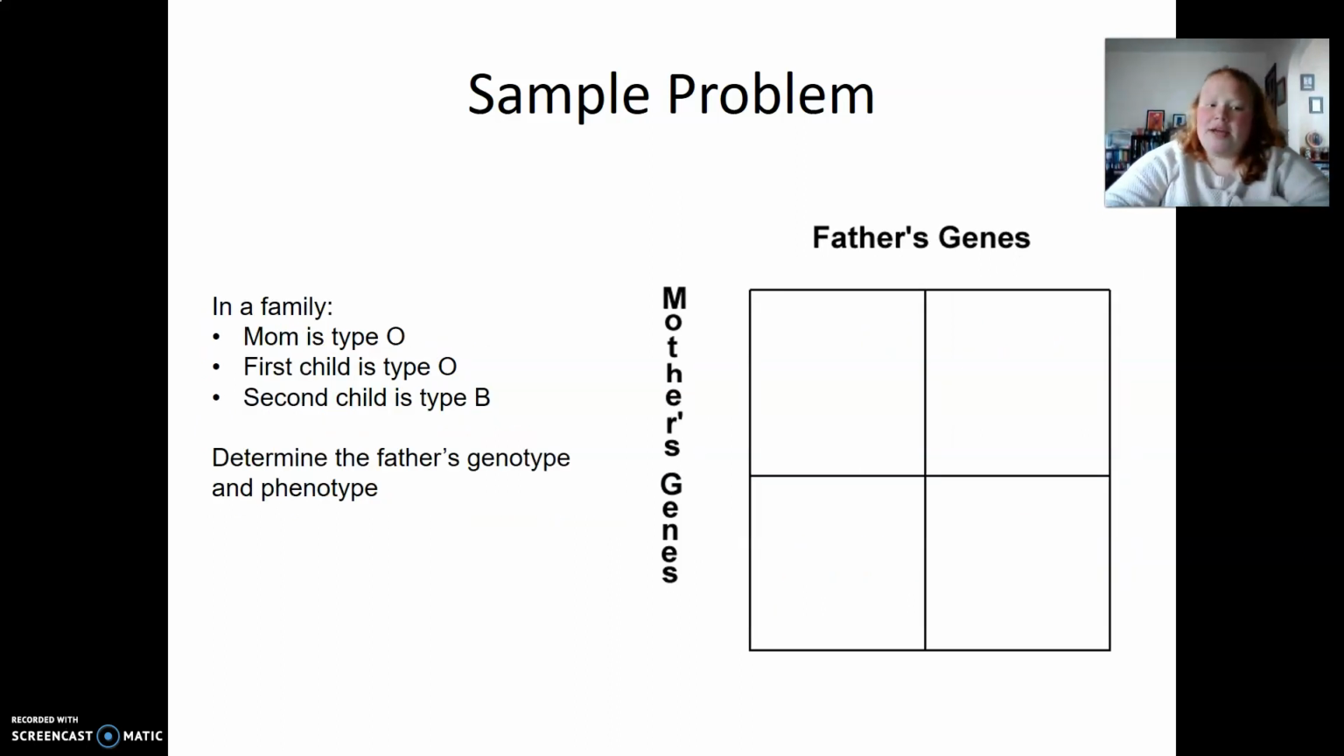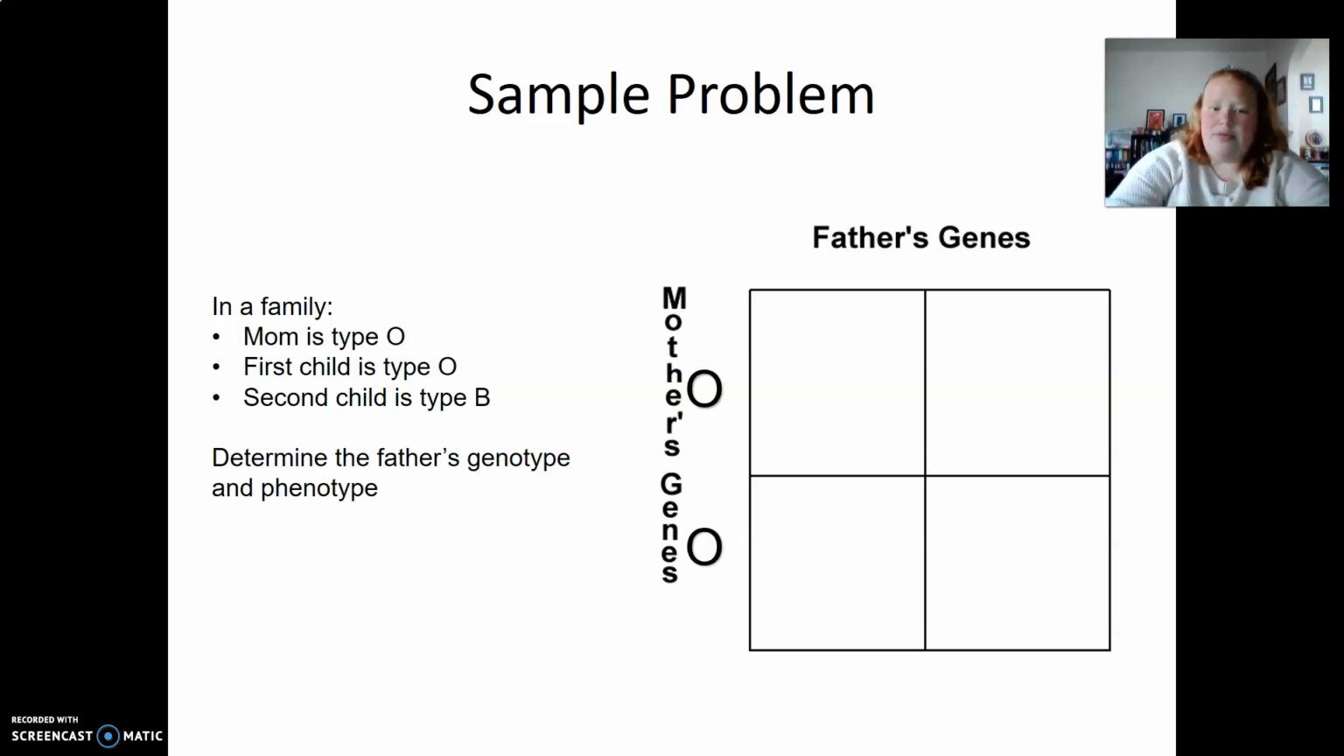Second problem, and this one I want you to pause the video and try to figure out before you go over the response. The mom is type O, the first child is type O, and the second child is type B. Determine the father's genotype and phenotype. So pause the video, try to figure it out. When you're ready to move on, hit play.